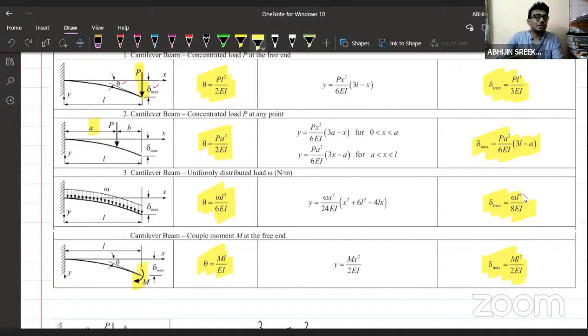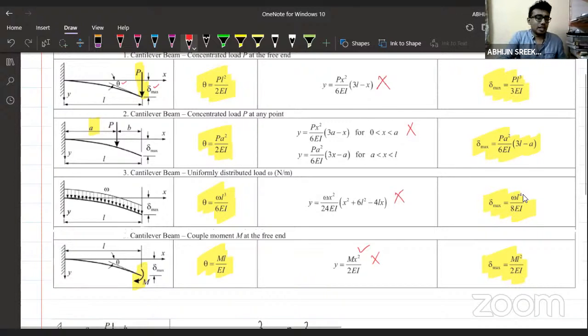Only these highlighted parts are important. No need to remember the results which are unnecessary, not required for us. I'm telling you things which are required for you. If you want, you can remember this as well, but it's exactly the same as the delta max value. Only the L value is changing. It is X here. That's the only difference.